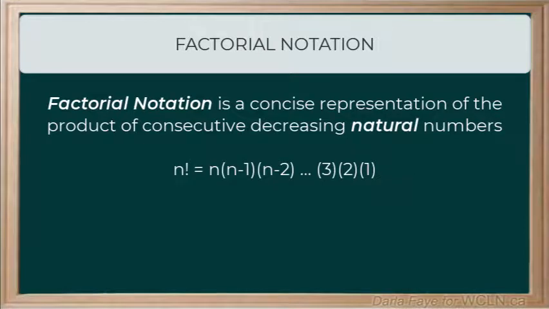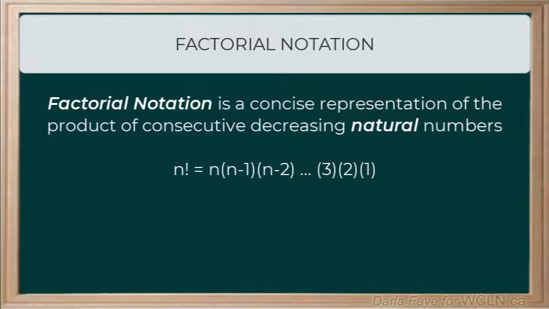Now, it's key to understand that we can only use factorial notation for natural numbers, or I might describe those as being counting numbers. So, I would never write the expression of -1 factorial because -1 is not a natural number. It's an integer.